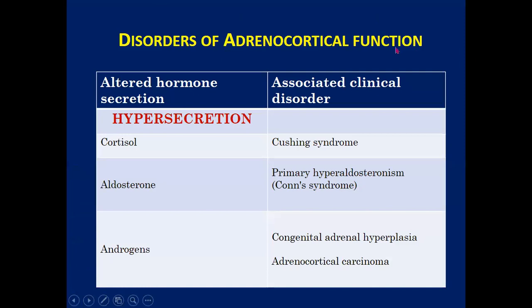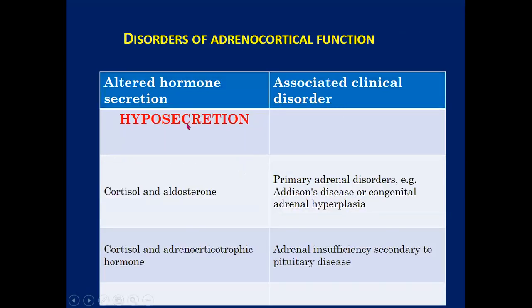Now, what are the disorders of adrenocortical function? First of all, consider hypersecretion and the associated clinical disorders. If there is hypersecretion of cortisol, it will be Cushing syndrome. If it is aldosterone, then it's primary hyperaldosteronism or Conn syndrome. Then androgens: congenital adrenal hyperplasia and adrenocortical carcinoma. These are the clinical disorders and the hormones responsible for them.